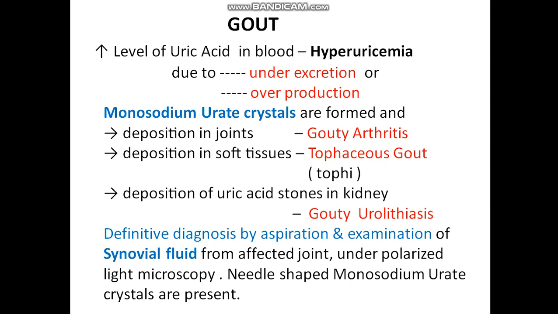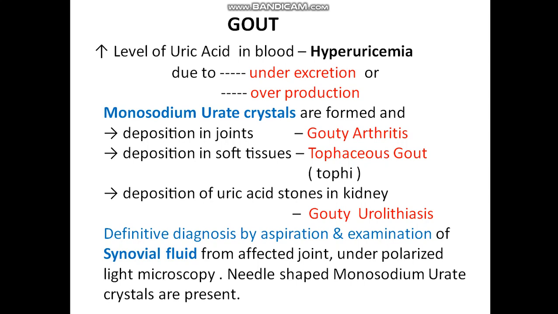What happens when there is an increased level of uric acid? It is precipitated and converted to monosodium urate crystals, which are deposited in the joints, that leads to gouty arthritis. If deposited in the soft tissues, then it leads to tophaceous gout, and then deposition of uric acid stones in kidney leads to gouty urolithiasis.